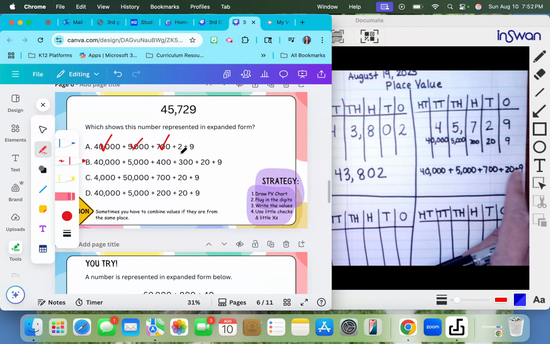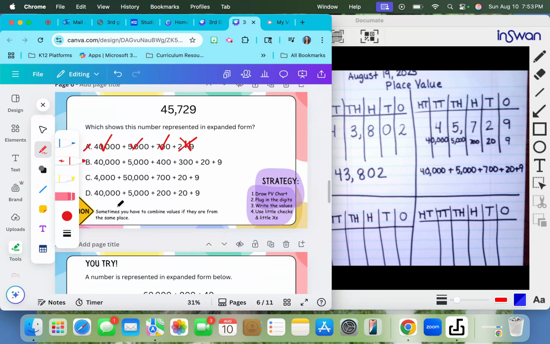No, we have 20. And look here, a 2 and a 9. Are those values from the same place? They are. They're both from the ones place. So we could put them together. What is 9 plus 2? 11. And we don't have 1 ten and 1 one. So this one got messed up at the end. So it's not A. Bye-bye A.